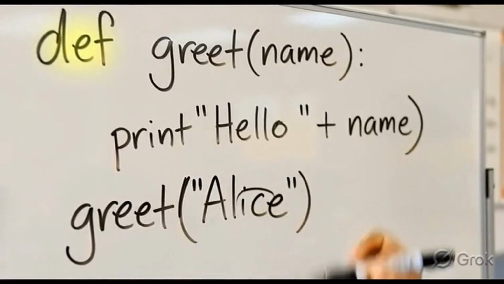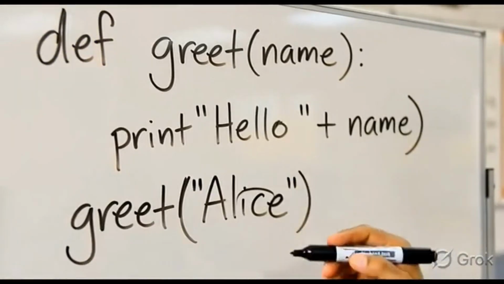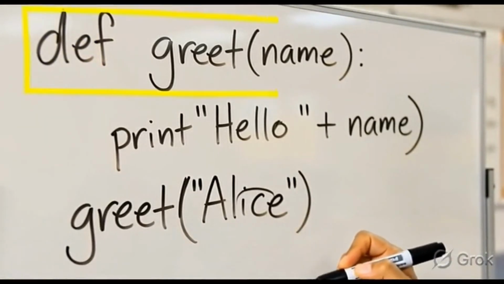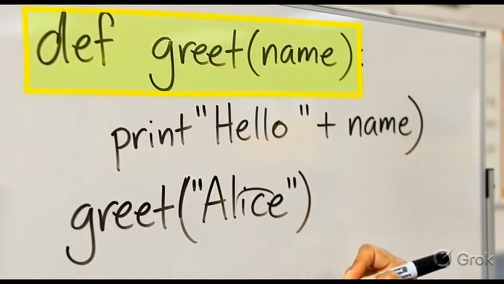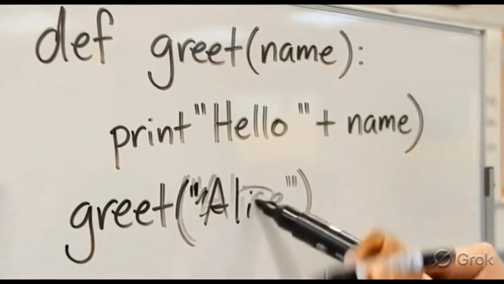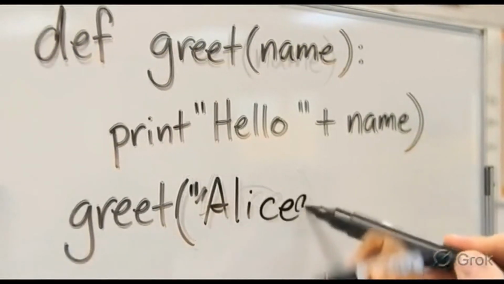The keyword def is used to define a function in Python. After writing def, we write the function name. To run a function, we simply call the function with a value name.